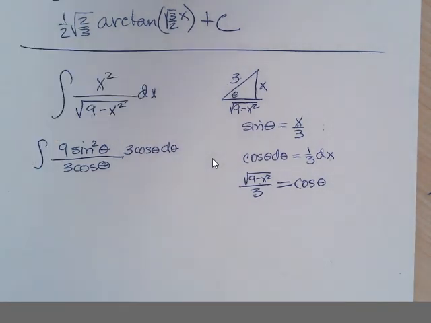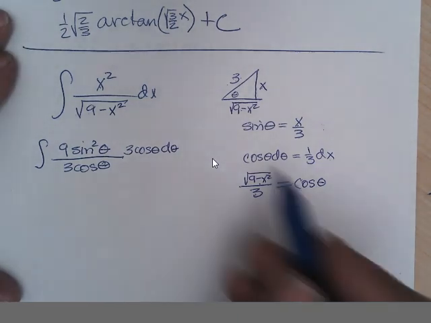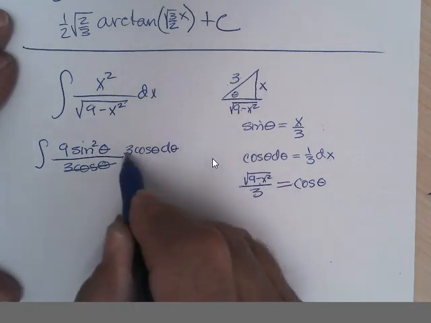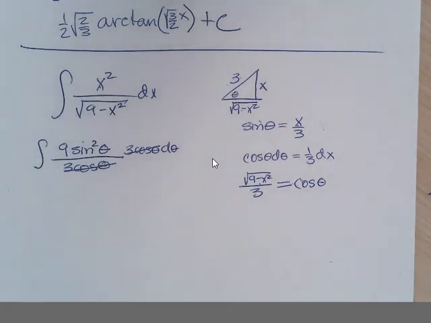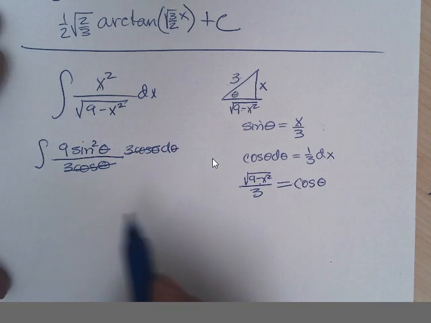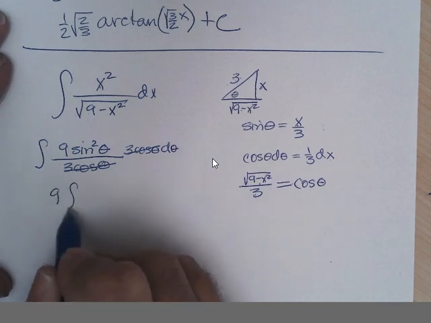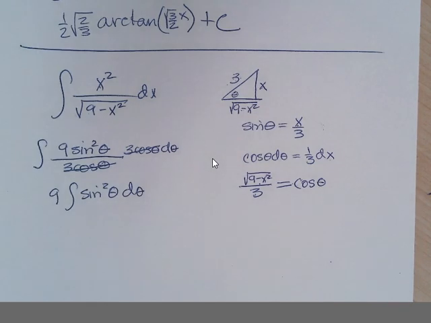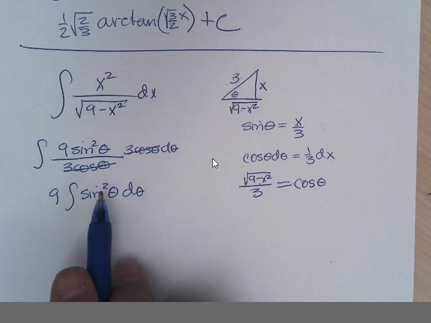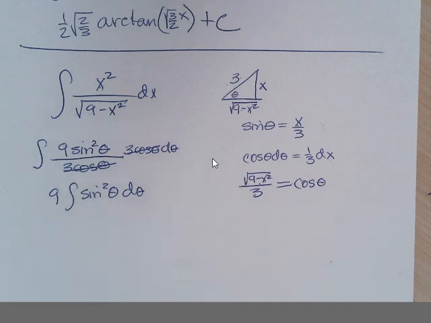We've made replacements for each piece. Let's simplify. Well, the 3 cosine theta and the 3 cosine theta cancel, but that x squared created this thing. So the 9 pulls out, and we have this. Now, if it's an odd power, it's easy to do u sub and do the antiderivatives of trig functions like sine and cosine. But if it's squared, it's a little trickier substitution.